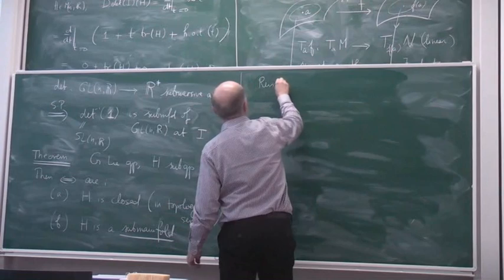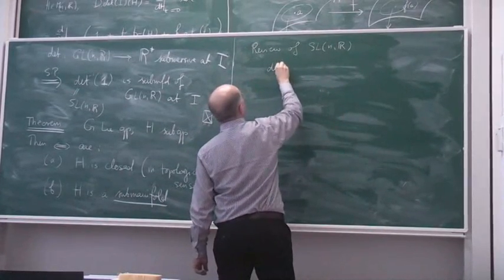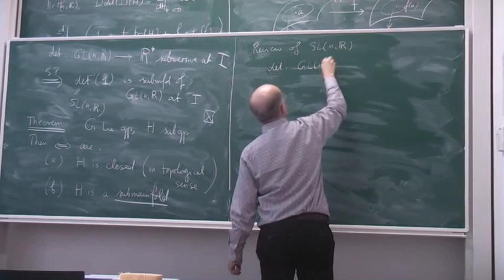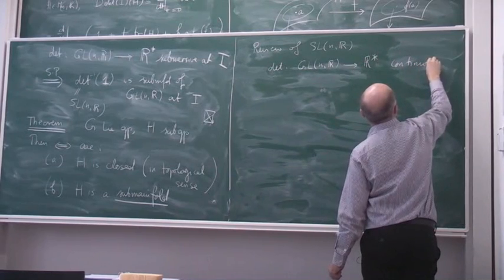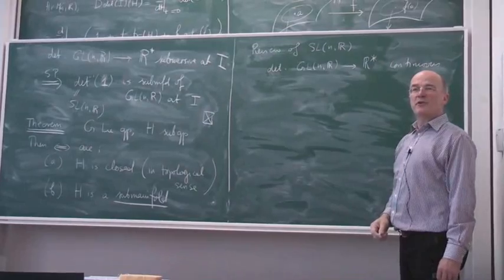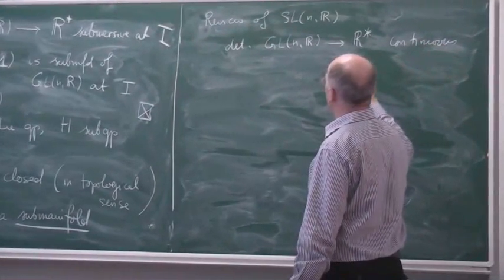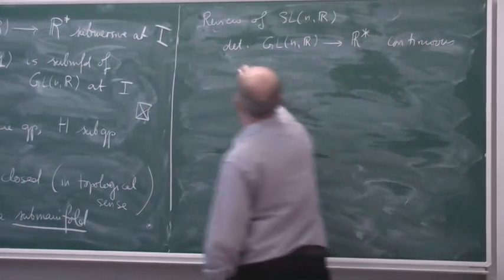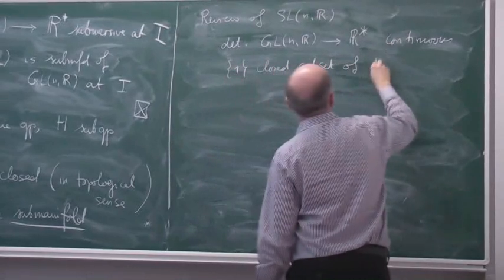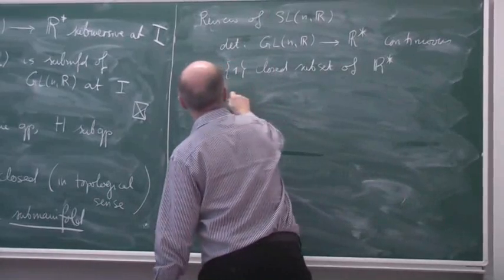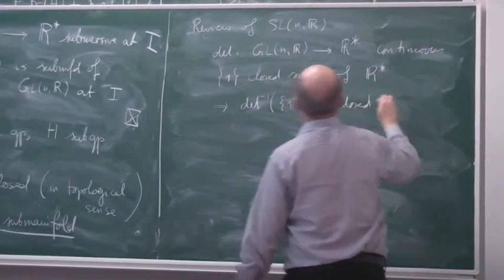So a review of SL(n, R). Well, the determinant from GL(n, R) to R star is continuous because it's basically polynomial in the matrix entries. So it's obviously a continuous map. And so that means that the pre-image of a closed set will be closed again. Well, the set consisting of the single element 1 is a closed subset of R star. And so we find that the pre-image of this subset is closed in GL(n, R).